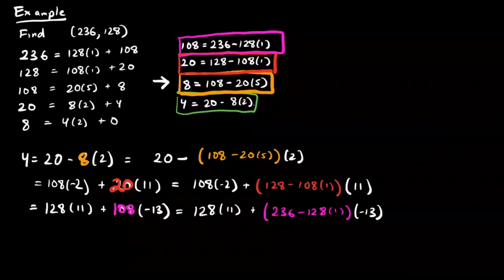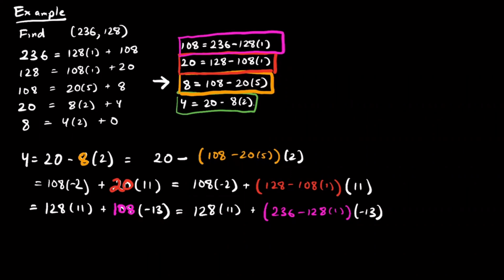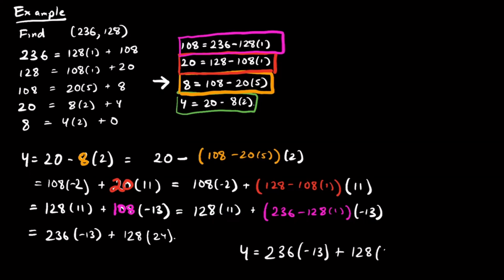Okay, and then I finally ask myself, well, how many copies of each number do I have? I'm going to have 236 times negative 13, so I have negative 13 copies of 236, so this is going to be 236 times negative 13, plus, how many copies do I have of 128? Well, there's 11 copies here, and there's going to be negative 1 times negative 13 copies here, so there's going to be 13 copies of 128 here, 11 copies of 128 here, so this is going to give me 128 times 24, because 13 plus 11 is 24. So what have I done? I now have that 4 can be expressed as 236 times negative 13 plus 128 times 24. So there's my integer linear combination.